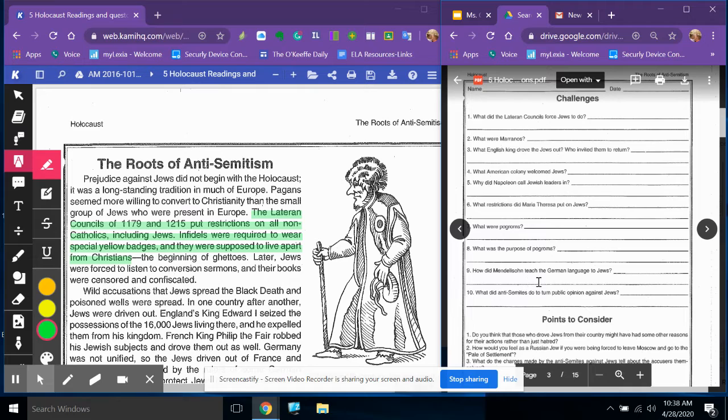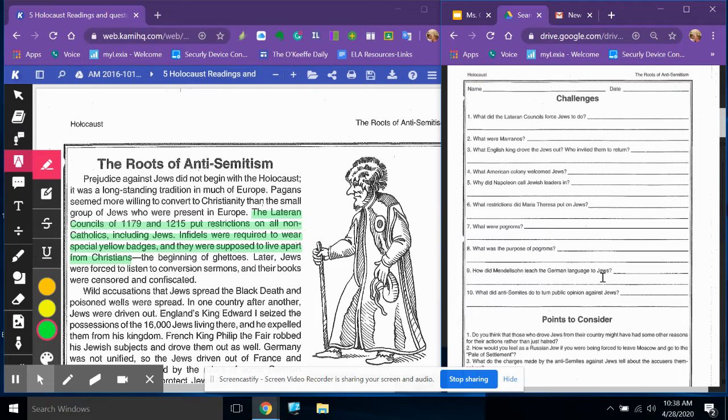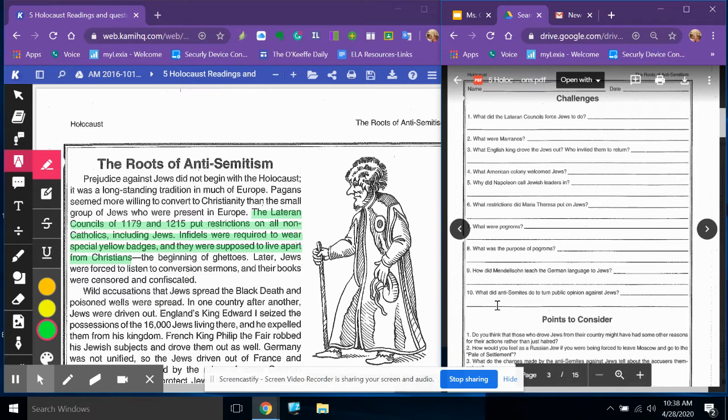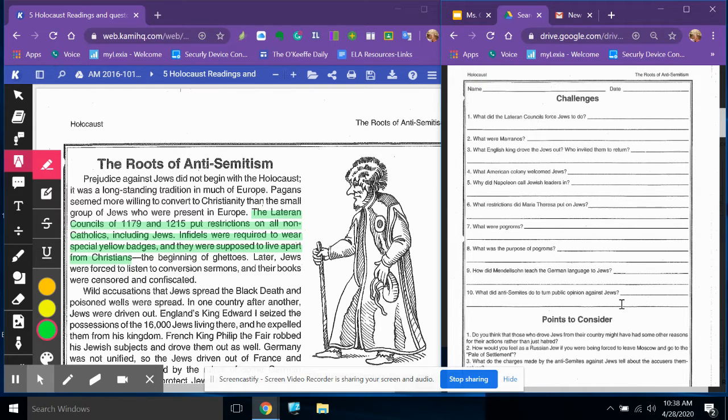How did Mendelssohn teach the German language to Jews? And what did anti-Semites do to turn public opinion against Jews? Now, this points to consider down here. This is extra credit. So if you would like to get a 3.5 or a 4 on these 5 Holocaust readings, then you'll want to do the points to consider questions.